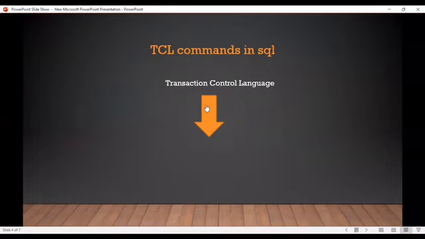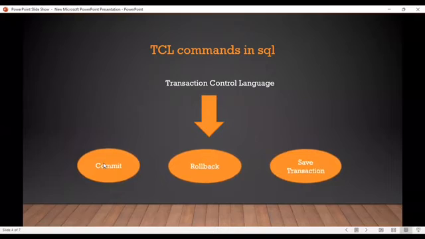Let's see some examples of TCL commands. Commit, rollback, save transaction. Commit saves work done in transactions. Rollback restores the database to its original state since the last commit command in transactions. I want to explain here the difference between commit transaction and rollback transaction.